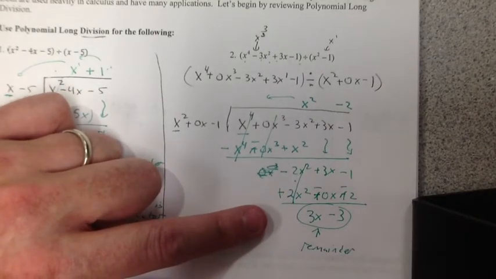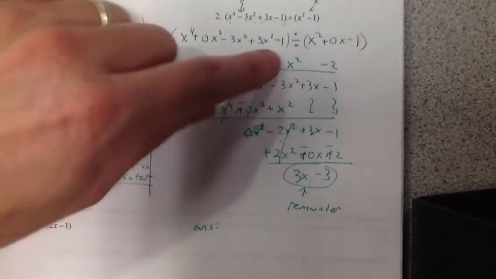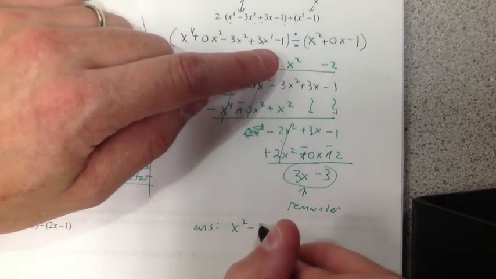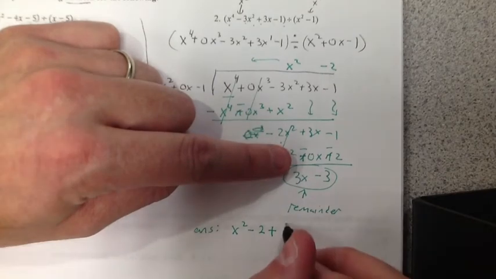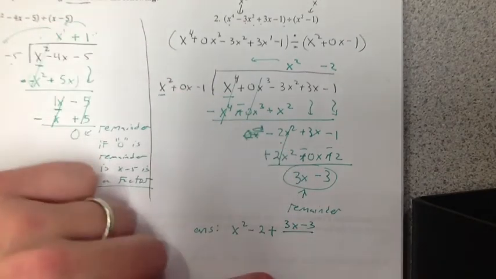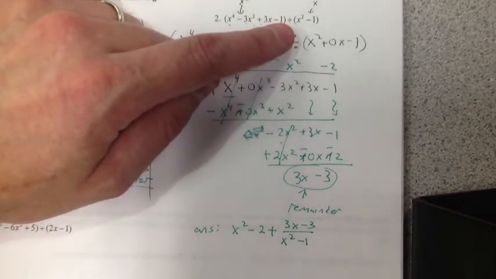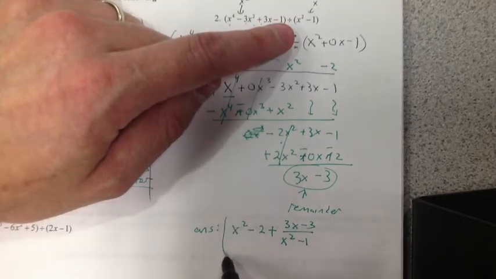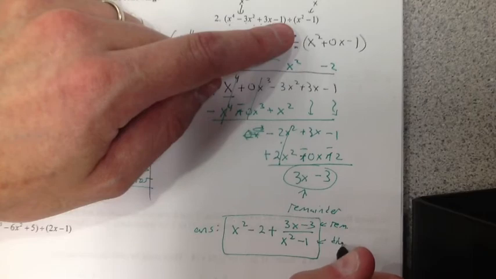And how do we write our answer with this remainder? Well, very easy to do. Our answer is x squared minus 2 plus, we always write a remainder with a plus. Just like in arithmetic, we get 3x minus 3, and we divide by what we're dividing by, which is this x squared minus 1. Put your remainder on top. There's your remainder, and there is your divisor on bottom.